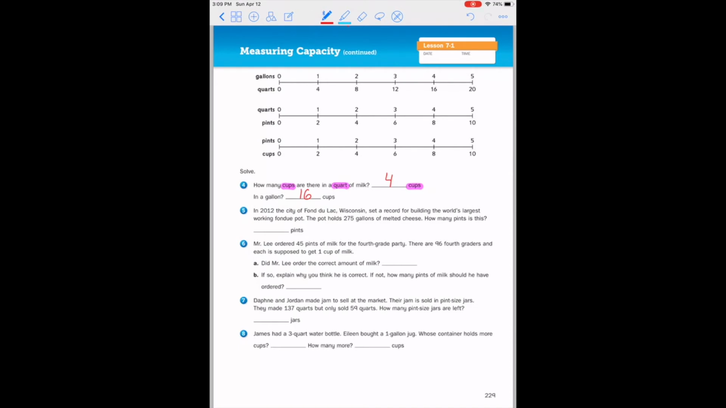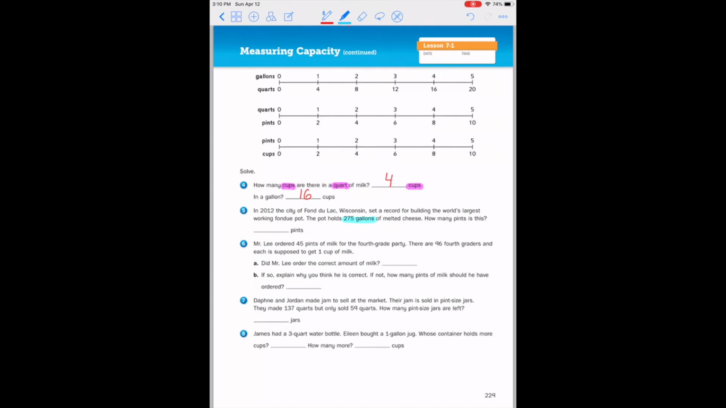In 2012, the city of Fond du Lac, Wisconsin, set a record for the building for the largest working fondue pot. Interesting. The pot holds 275 gallons of melted cheese. That is a lot. 275 gallons of melted cheese. How many pints is that?